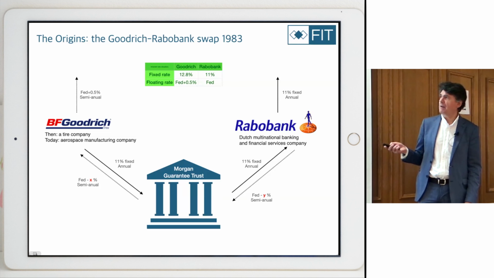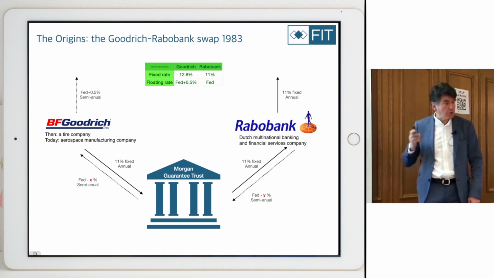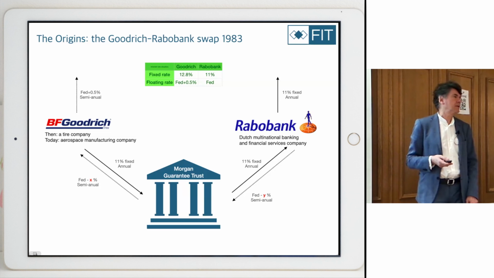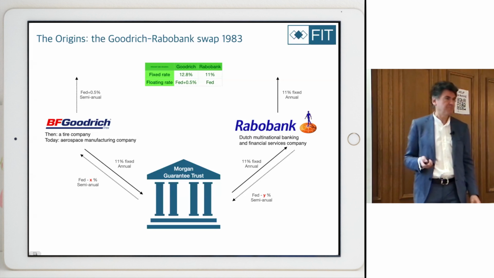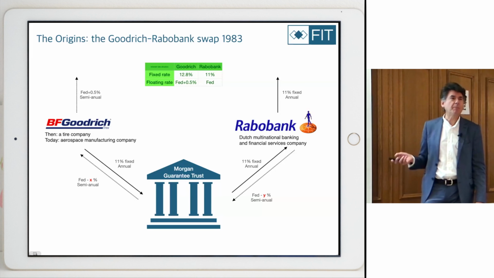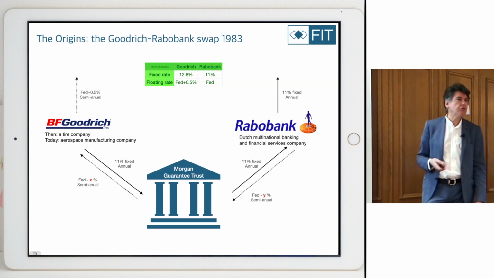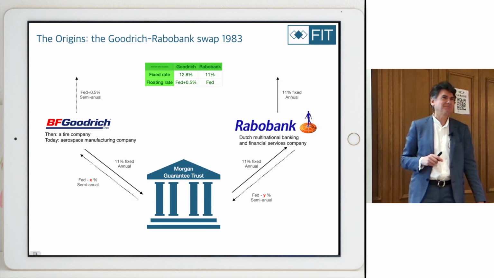You can say, oh, I'm saving money, good for you. Rabobank says, oh, I'm saving money too. Oh, well, good for you. How about Morgan? Is Morgan making money for sure? This is the answer. If Goodrich and Rabobank always do what they are supposed to do, yes, they make money for sure. So that would be an arbitrage. But how do we know that Goodrich in particular will always honor its obligations? We don't.